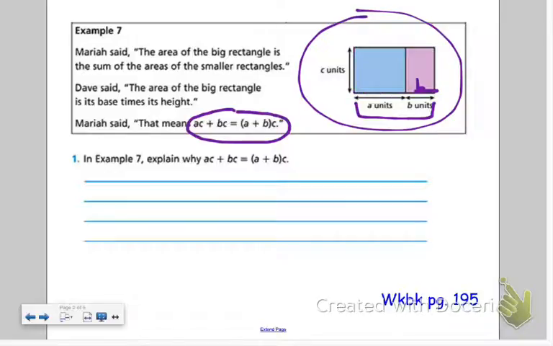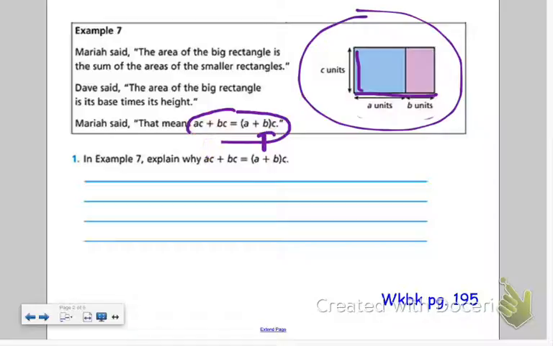Maria's strategy was to do A times C. A times C is going to give you the area of this rectangle right here. And then she said, okay, now we're going to do B times C, because B is the base, C is the height. That would give you the area of the little pink rectangle. And then put them together. So that's Maria's strategy, AC plus BC. However, Dave says, nope, I'm going to instead add the bases. I'm going to do A plus B to get the total base, and then I'm going to times it by my height of C. So his strategy was to do this. Notice the A and the B are in parentheses because we have to do the addition before we do the multiplication. We have to get the total base before we times it by the height.